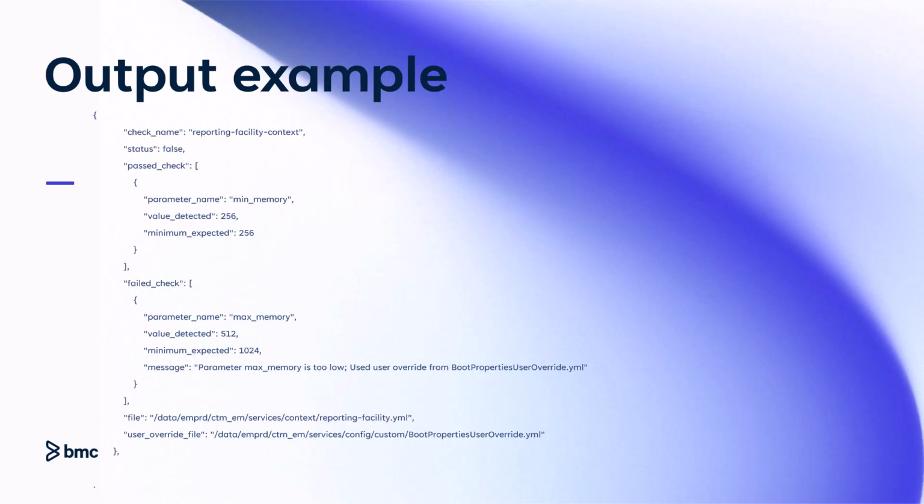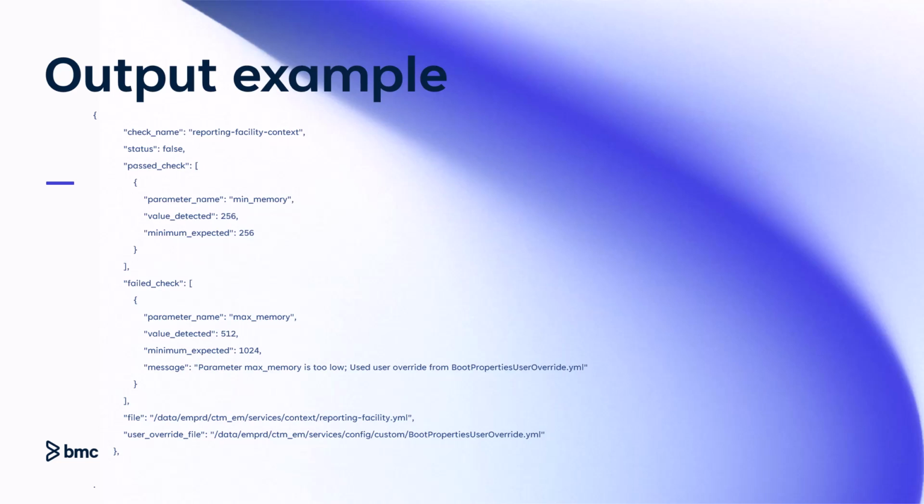Each item in the KA will have the item's name in the check_name tag, followed by the status of this category. False if any parameter value does not meet best practices, and true if they all meet the requirements of this item. What follows is an array of parameters within this category. Here's an example for reporting facility parameters.